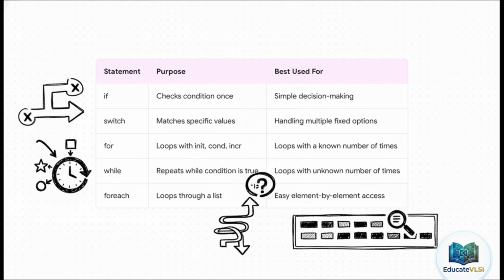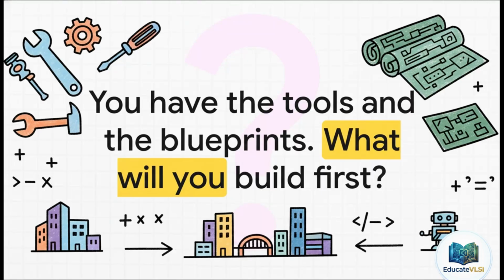Got a simple yes or no decision? Grab an if statement. Picking from a menu of options, switch is your best friend. Looping a set number of times? That's a for loop. Looping until something changes? Use while. And for hitting every single item in a list, nothing beats for each. So, we've packed your first programmer's toolbox. You have the tools to perform actions, and you have the blueprints to give those actions structure and intelligence. The only question left is, what are you going to build first?